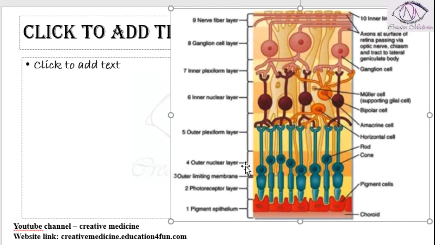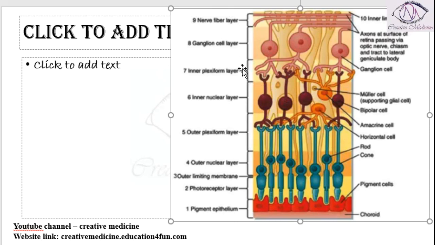membrane, the nuclei of rods and cones in the outer nuclear layer, the synapses of rods with amacrine cells, bipolar cells and Muller cells in the outer plexiform layer, and the inner nuclear layer, where there are nuclei of Muller cells, amacrine cells, horizontal cells and also bipolar cells.